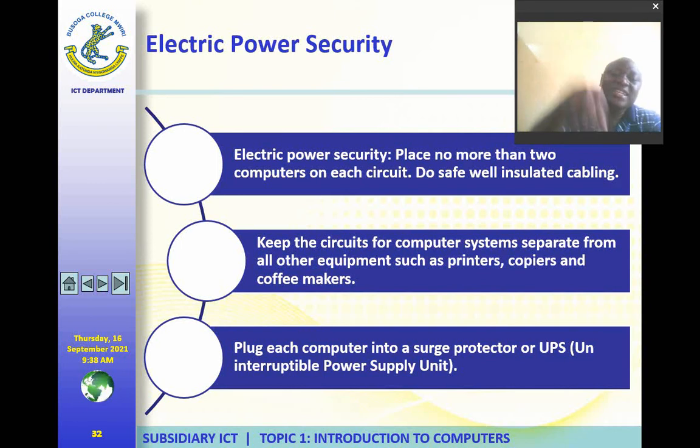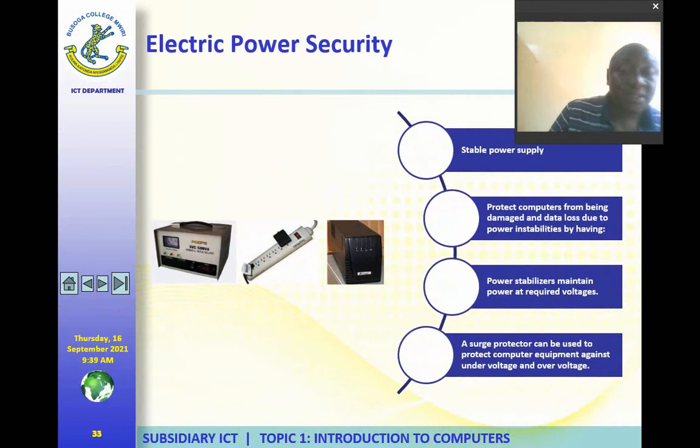Now, plug each computer into a surge protector or the UPS. A UPS in full is the uninterruptible power supply unit. This power unit is there to regulate the amount of power that is both entering and coming out. So you need it. Every computer should be attached. That means you'll be making your computers very safe. These are some examples.